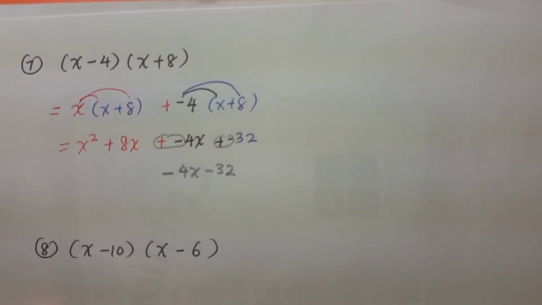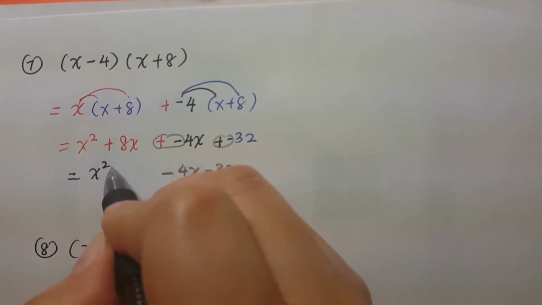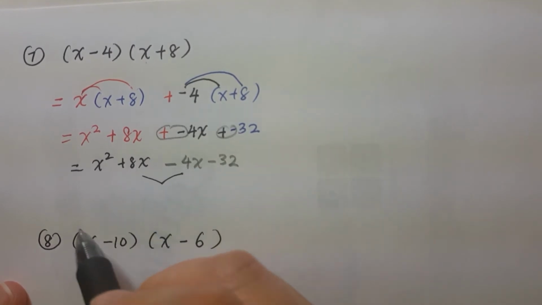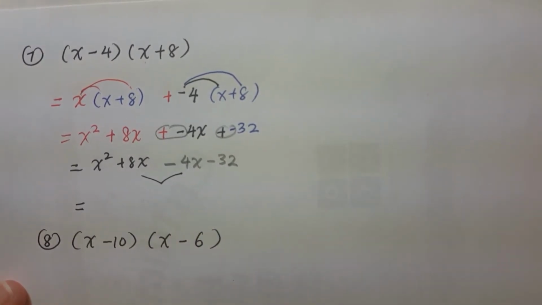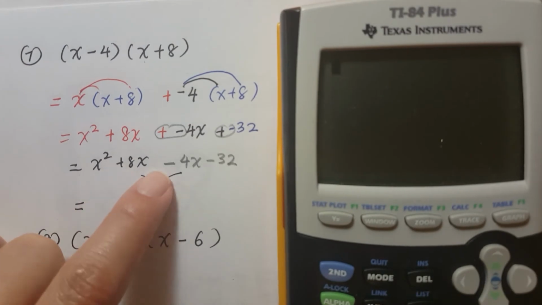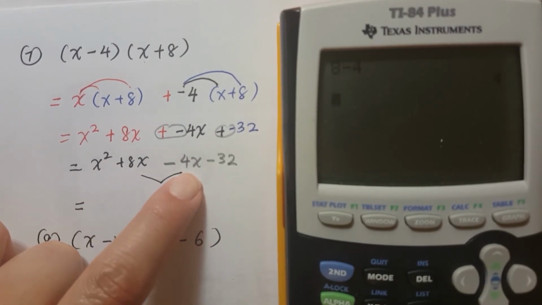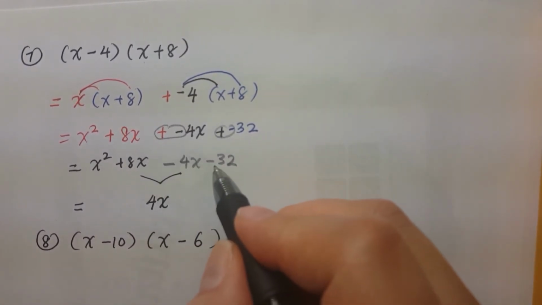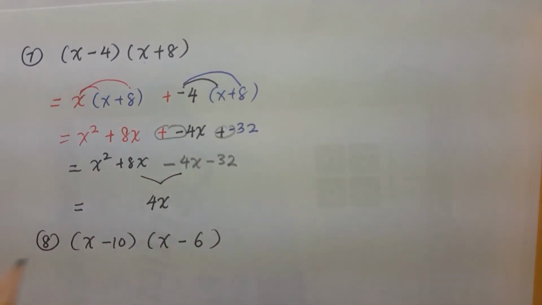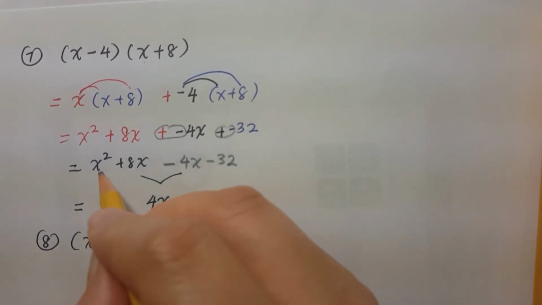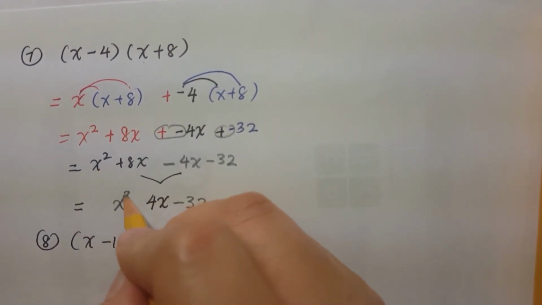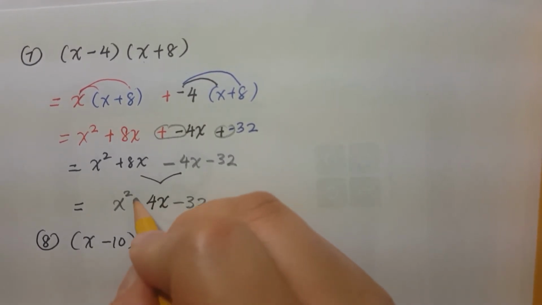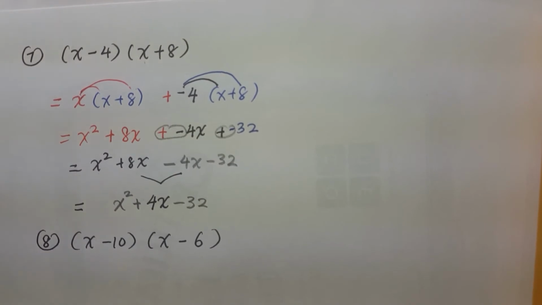Now we're going to copy down the x squared plus 8x. After this, then you realize we have like terms. So we're going to combine like terms. You get positive 8 minus 4. So 8 minus 4 is 4. So the middle turned into 4x. Now we're going to bring down the minus 32. And you bring down the x squared. So here, what sign should I put? It was 4x, positive 4x. Then you put plus sign. So we finished.